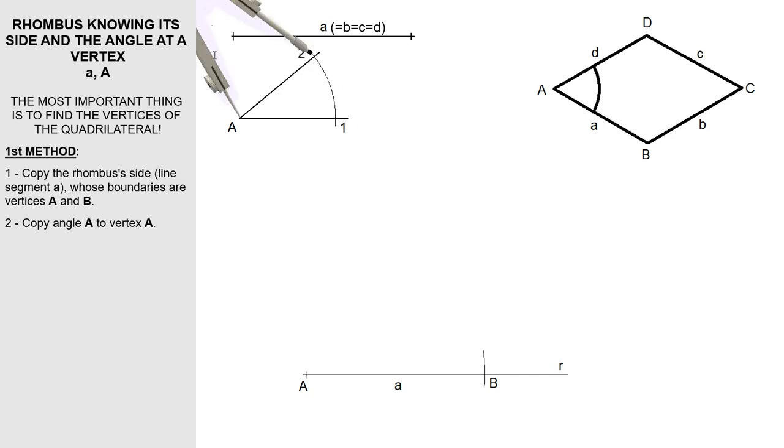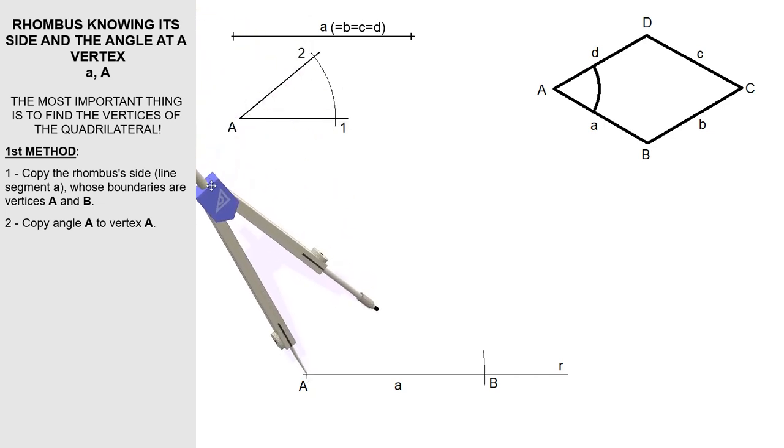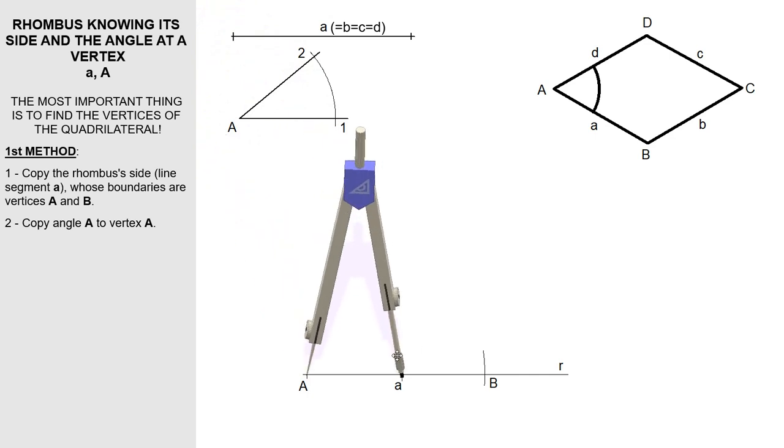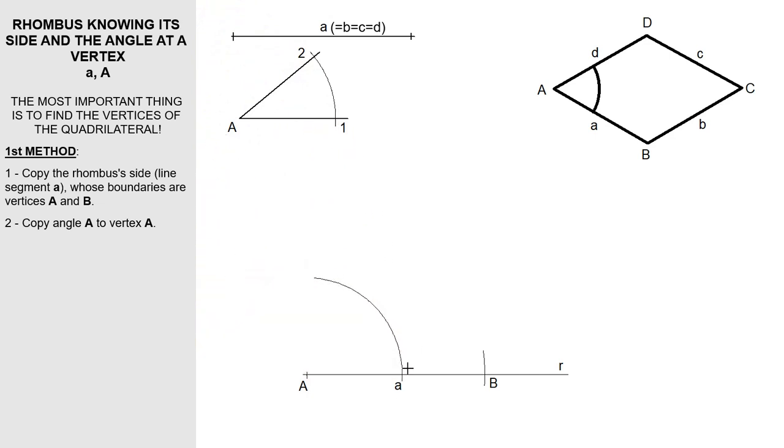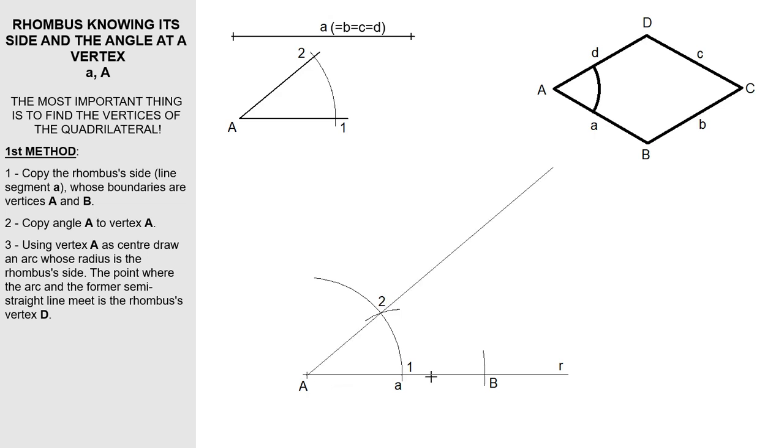Using the rhombus's vertex A, where we are copying the angle, as center and the same radius, we draw another arc that meets the semi-straight line R at this point 1. We copy the length of the chord 1, 2 from angle A to the arc, starting at point 1, getting this point 2, so the semi-straight line that starts at A and goes through 2 forms an angle A with semi-straight line R.